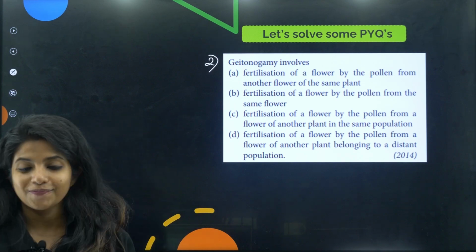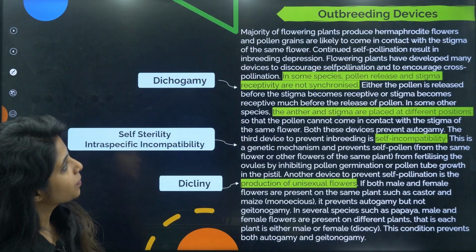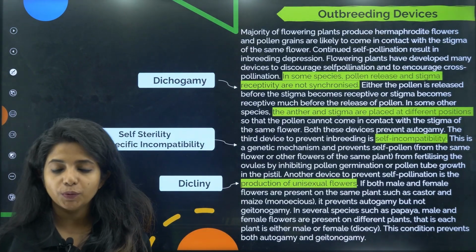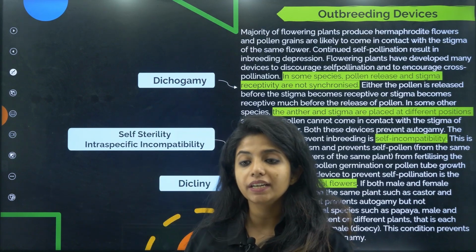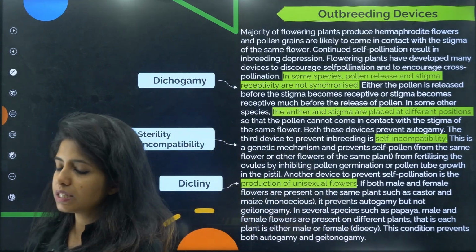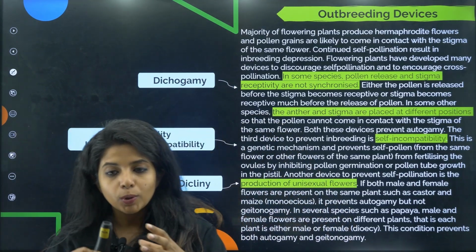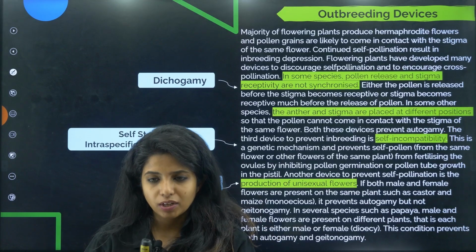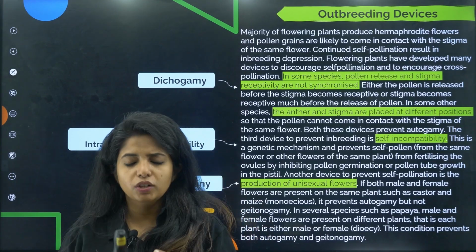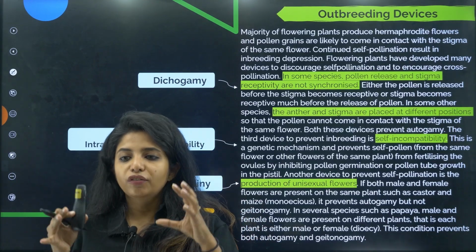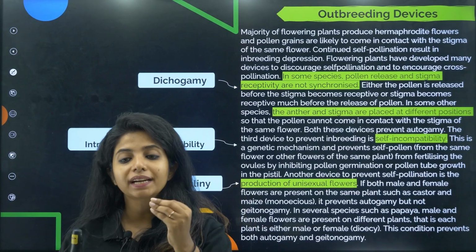This is the second question. Now, going ahead, let's talk about outbreeding devices. What do you mean by outbreeding devices, children? Basically, when the plants continue to self-pollinate among themselves, there is no genetic variation, nothing is happening, and at the end they face a problem which is known as inbreeding depression.